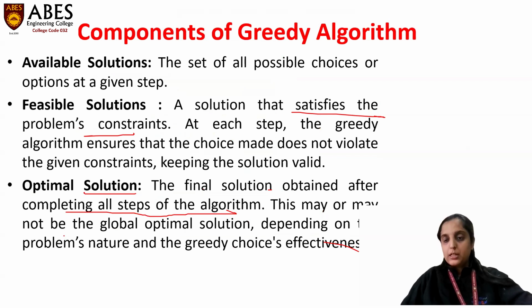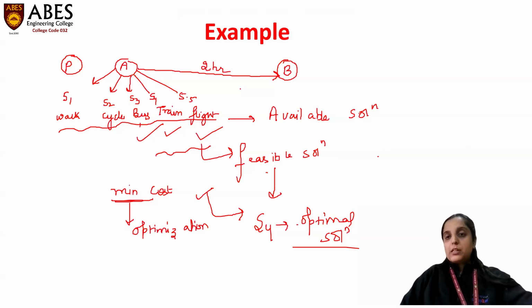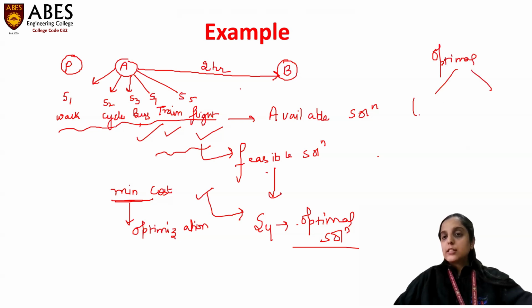For now, I understood what is optimal. But now I came to know that this optimal is again of two types. One is local, and another one is global. Now I have to find out what is this local and what is this global.